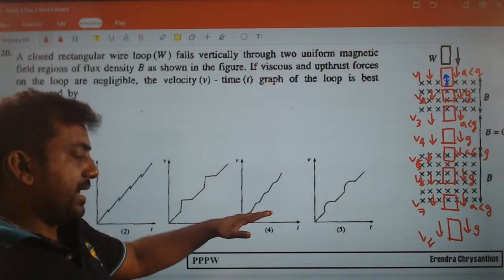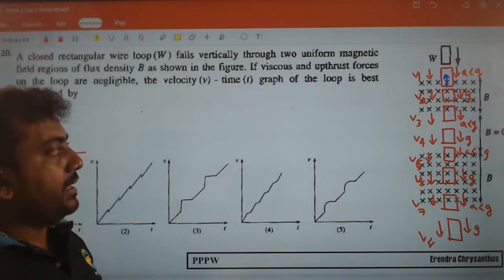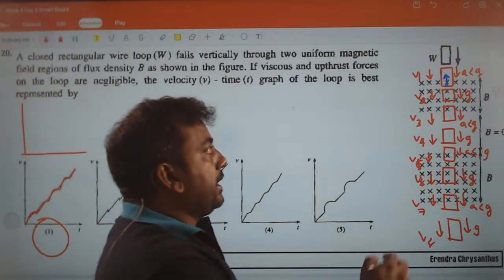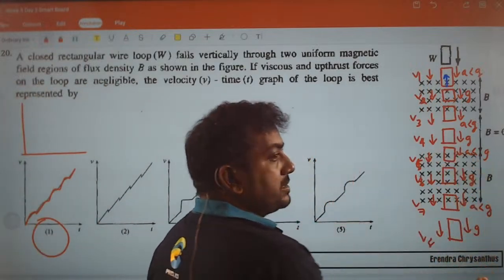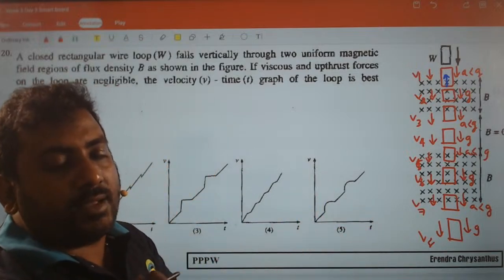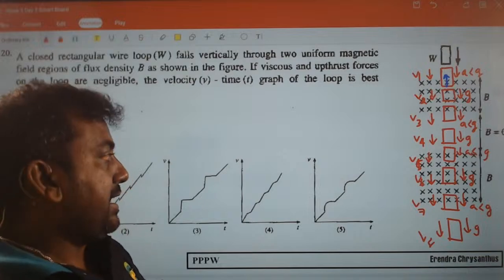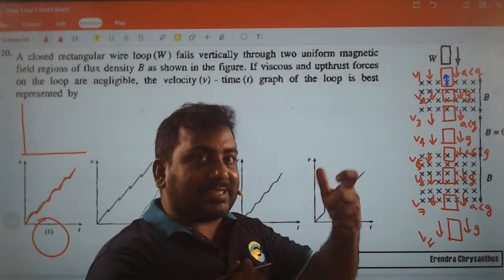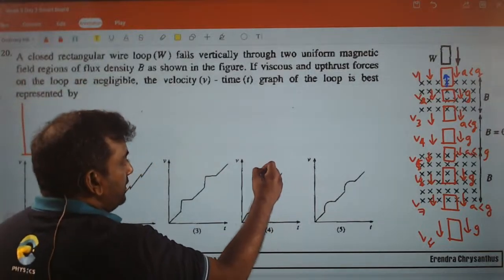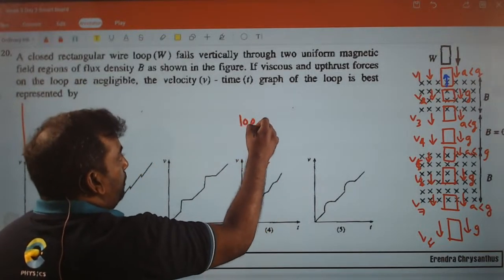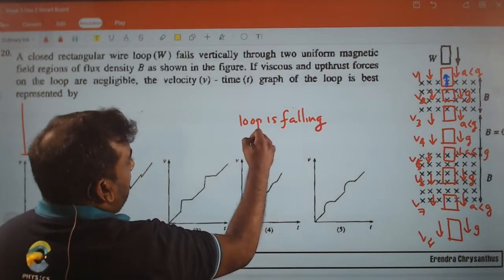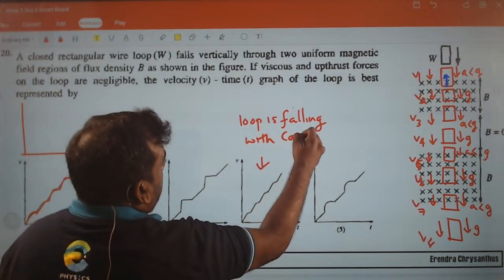Here it's going to be a straight line. Straight line means it is going with a constant velocity, same force. Here same velocity means same force. Same force means what? Same deceleration. So constant deceleration, or acceleration is lesser. Positive acceleration is less. So you think when this might occur? This might occur when the loop is falling with constant speed.